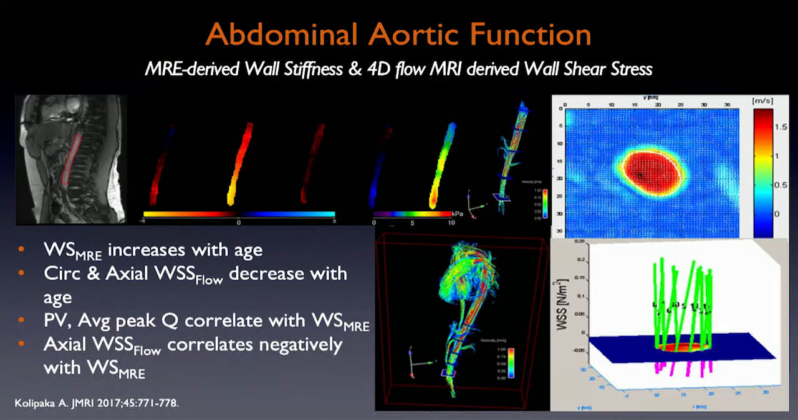The last thing I'll just mention is that evaluating aortic function is possible now, combining different techniques. This is a paper from Northwestern, combining MRE-derived wall stiffness along with 4D flow-derived wall shear stress to assess aortic function in healthy subjects and evaluate changes with aging as unique early biomarkers for aortic disease.